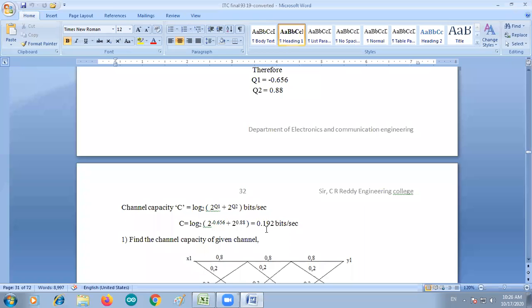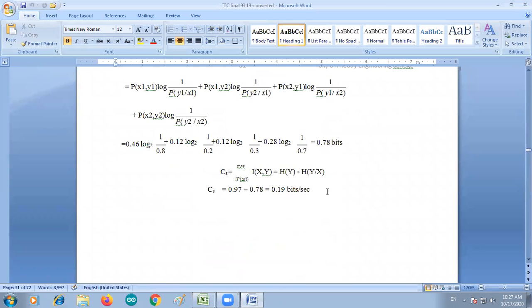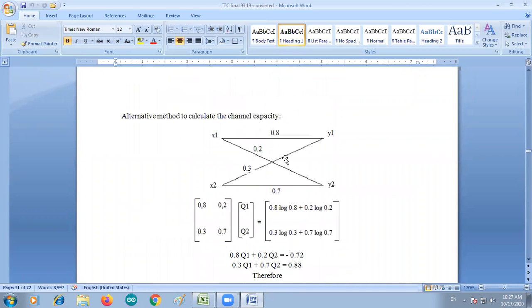So compare the previous method and this method. Channel capacity is equal to 0.192 bits per second. Here also it is the same, 0.192 bits per second is the channel capacity. So students, please follow the alternate method when the examiner allots the minimum marks for that.